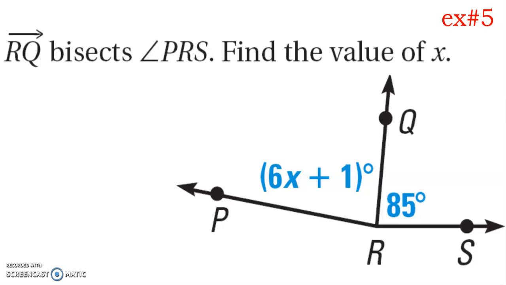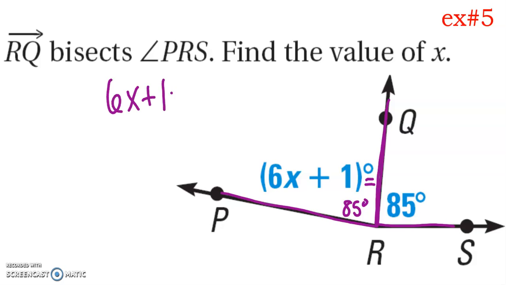And the last section, we're going to throw in some variables. So they tell me that ray RQ bisects angle PRS, which means that it cuts it in half. So we know that this half over here is 85 degrees, but we know that that's congruent to this half, which is also 85 degrees. So therefore, if we know this angle is also 85 degrees, then we can set 6x plus 1 equal to 85 to figure out what value of x is going to make that angle measure 85 degrees.